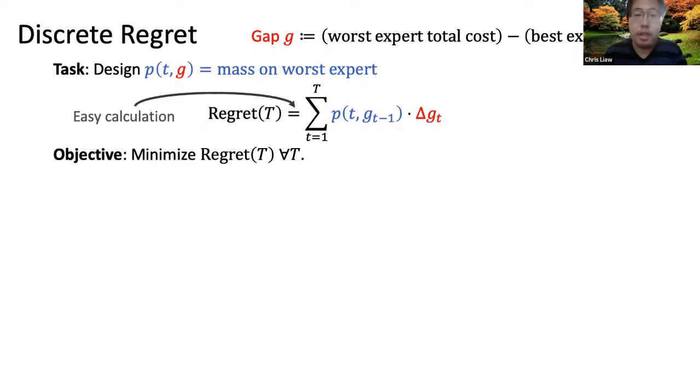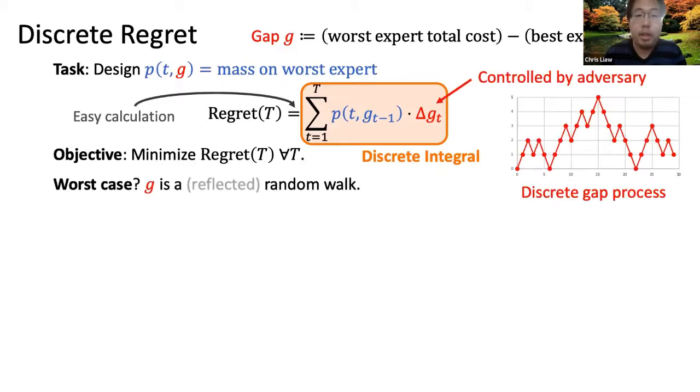Okay, then if you do an easy calculation, you can show that the regret can be computed by summing up P(t, g) at time t times how much the gap changes at time t. In fact, you can think of the regret as being a discrete integral of P integrated against the gap process g. And let's remember that we're trying to minimize the regret. One thing I want to note here is that the gap is controlled by the adversary, but for intuition, you should think of the gap as being a random walk.